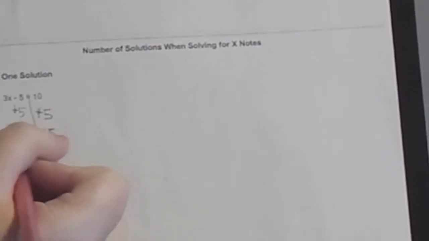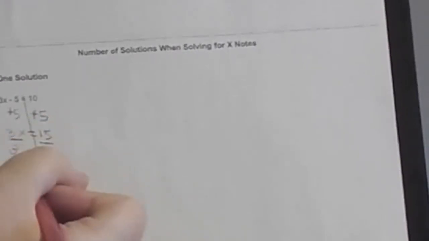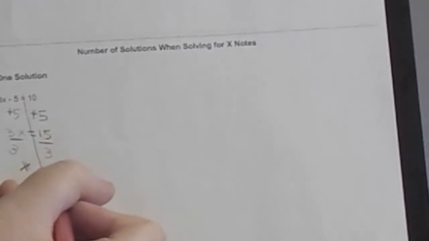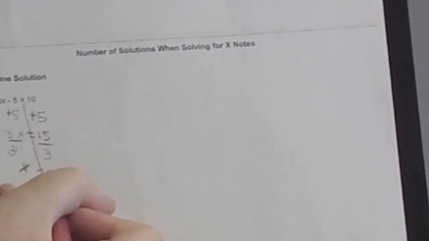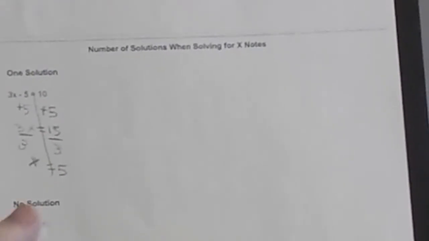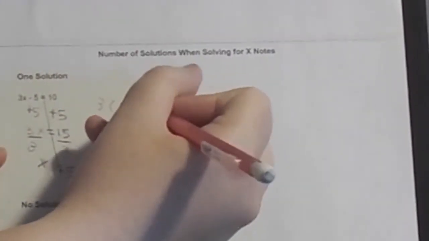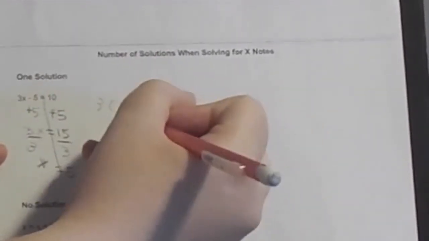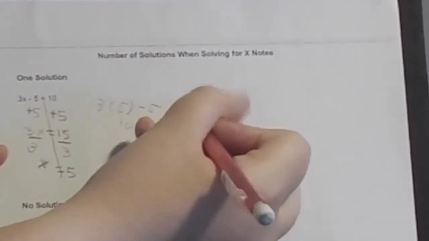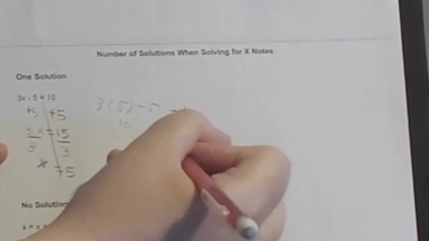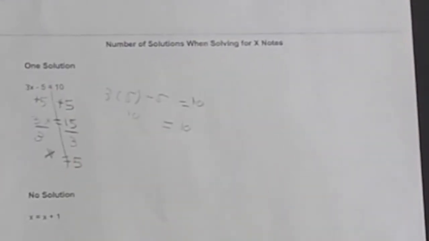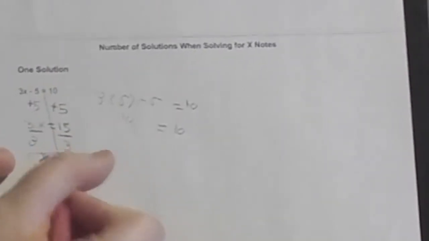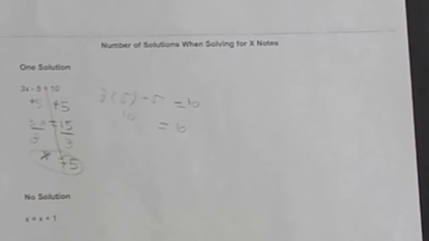So to undo multiplication, we divide it away. On both sides, 3 divided by 3 is 1. x is still there. Equals 15 divided by 3, which is 5. So if I were to check that, 3 times 5 is 15, minus 5 is 10. Our goal was for 10 to equal 10, and does 10 equal 10? Yes, it does. So we were right. There was one answer, only one number in the entire world, which is x equals 5, that when I put 5 in there, the two sides are equal.